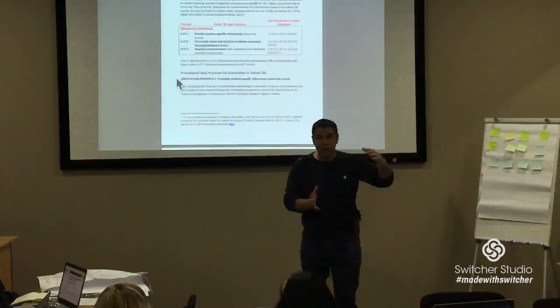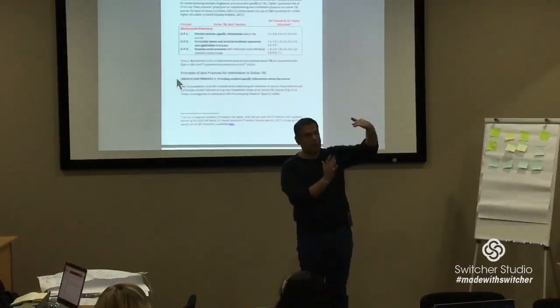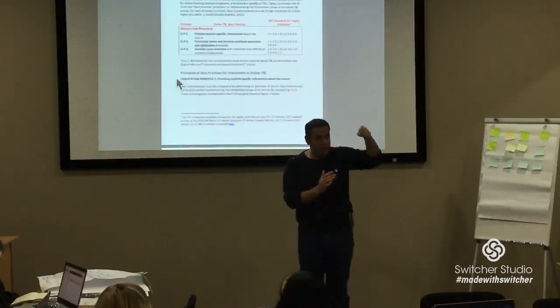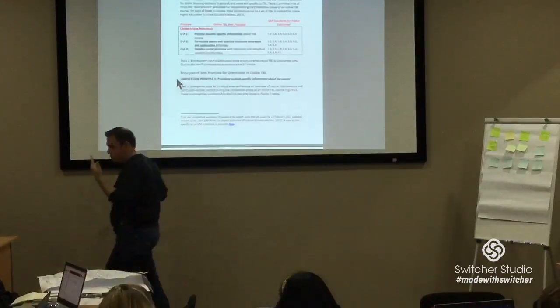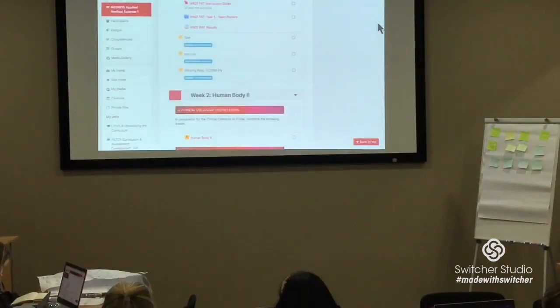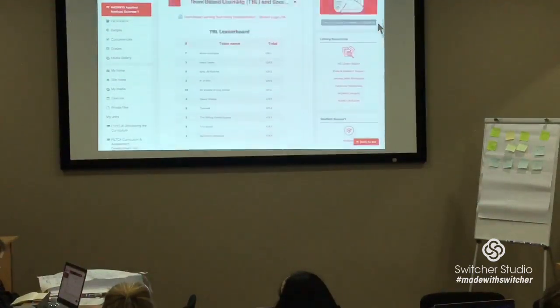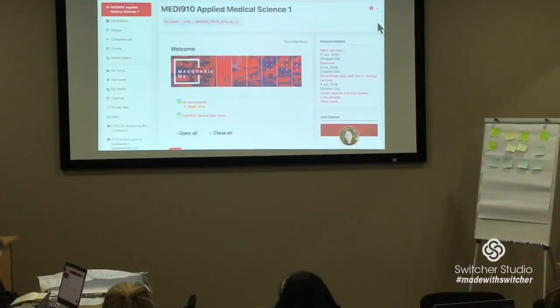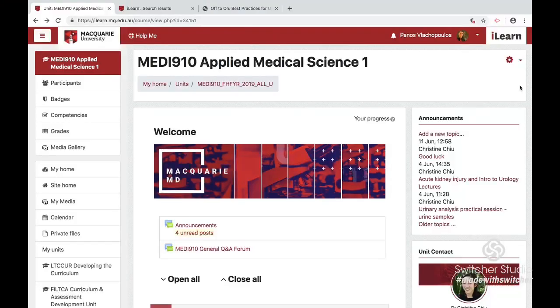To do that, here is now a block that says preparation. And in the preparation, you have things. I'm going to show you the example from the medical guys just to have an idea. Although that was blended, now we are running it online also. So they go here: welcome, Macquarie, MD. There are announcements, and there's a general Q&A forum where they can ask questions.